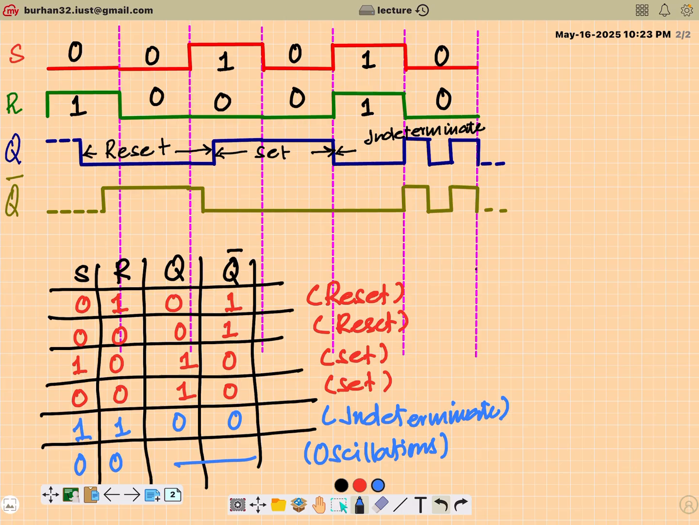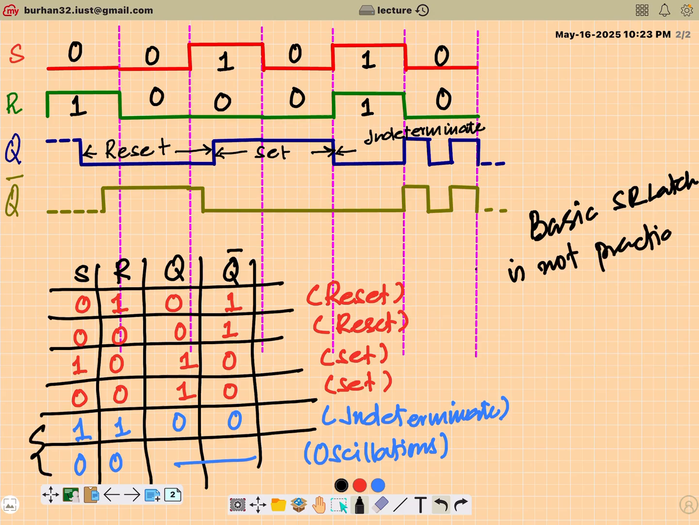Right? So we can conclude that this basic SR latch, although it does give me the flexibility that it can store both the bits, is not practical because of this condition. It's not a practical circuit. We can't use this in the design of a sequential circuit. But it paves the way. It actually gives me the basic unit wherein I can store both 1 and 0.